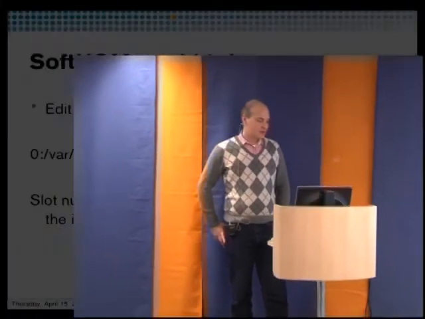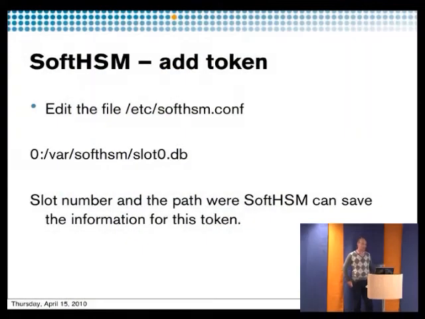So once you have installed OpenDNSSEC, whether it's from source code or from a pre-built package, then it's time to start configuring the system before you can run and sign your zone. First of all, you have to configure your HSM. And I can only show you how to do it with SoftHSM. And it's really straightforward to configure SoftHSM.